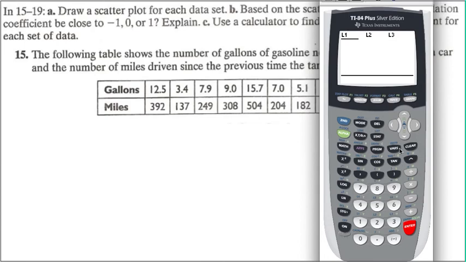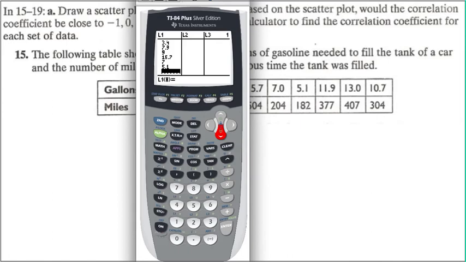Stat, go up, clear. Alright, so we have 12.5 was the first, 3.4, 7.9, 9.0, 15.7, 7, 5.1, 11.9, 9, 13, 10.7. Alright, let's look at the y value, then miles.